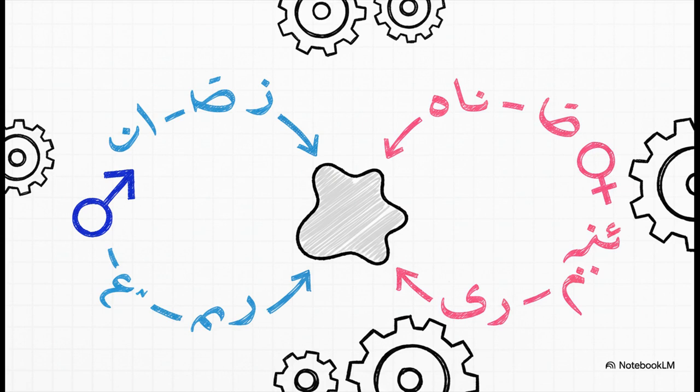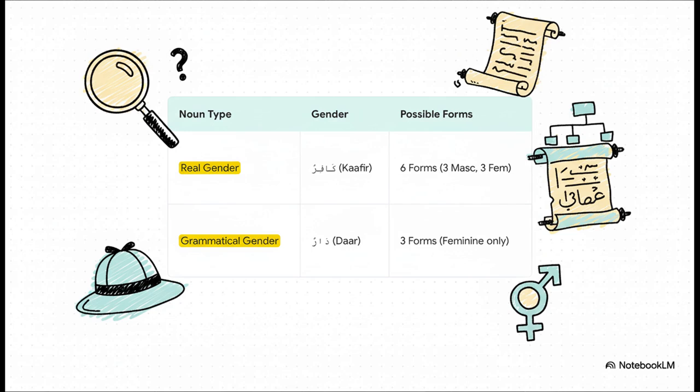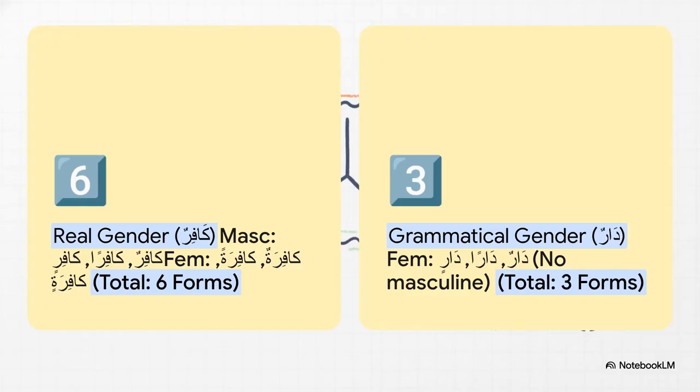It's a huge deal. And this table right here, this really shows you the aha moment. Take a real gender noun, something like kafir, which means a disbeliever. Because this can be a man or a woman, it has both masculine and feminine versions. That gives it a grand total of 6 possible forms it can take. But now look at a grammatical gender noun like dar, a house. It's feminine just because, well, because it is. It doesn't have a male counterpart. And that slashes the number of possible forms right in half. It only has 3.